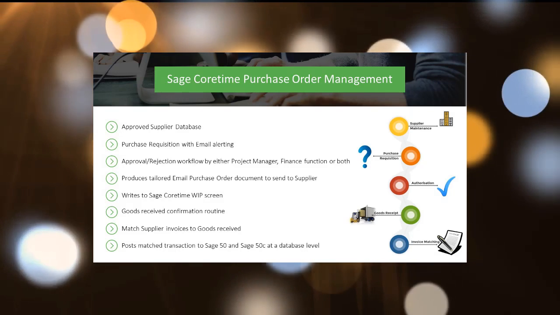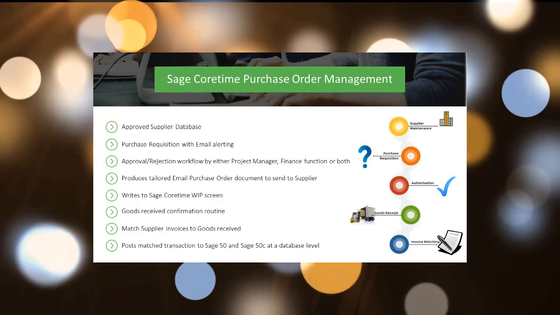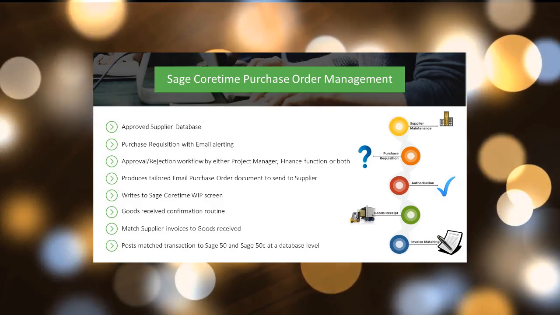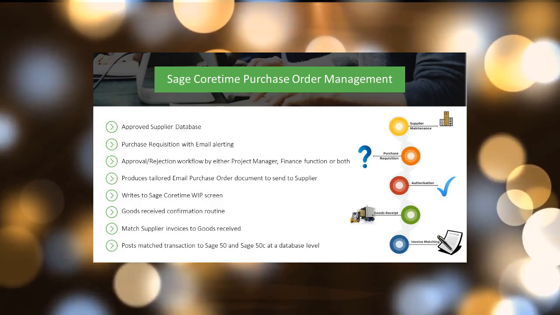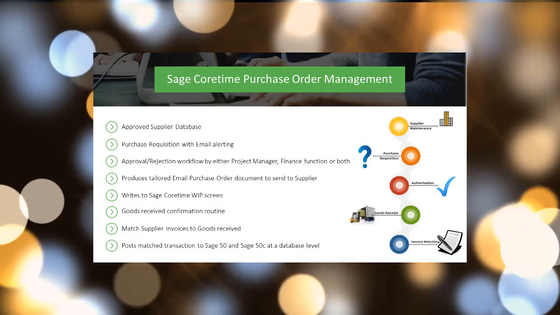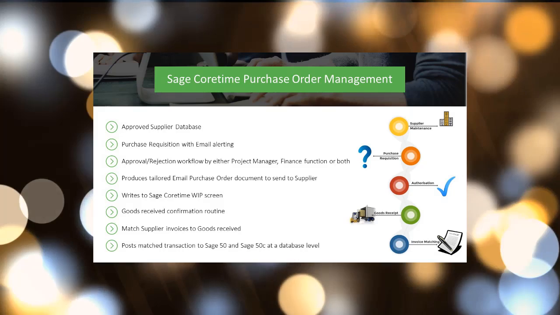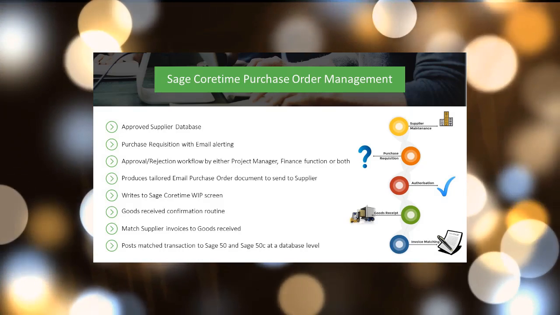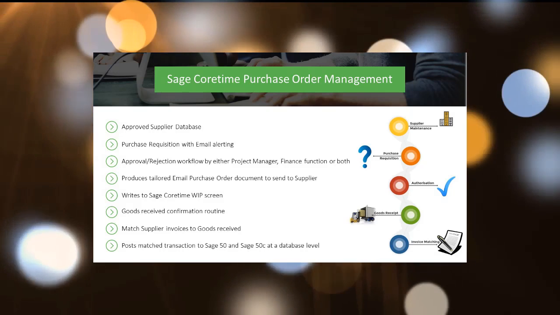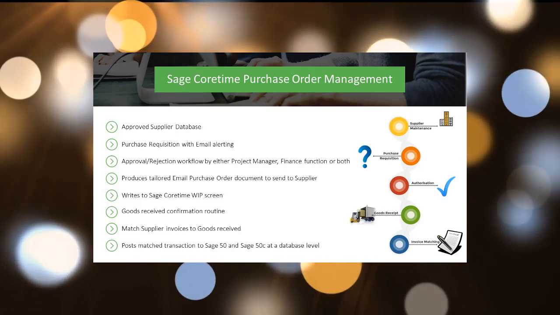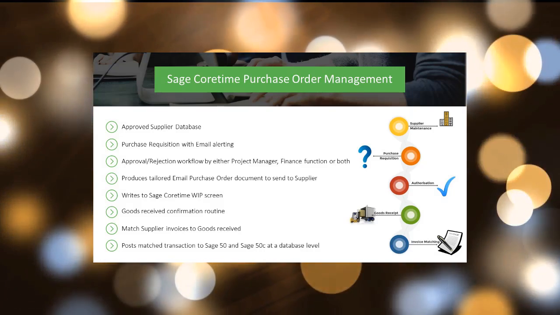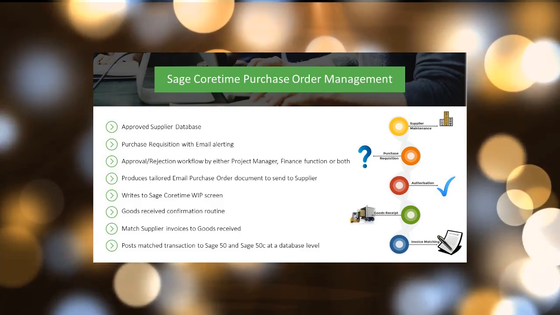The Coretime Purchase Order Management System is made up of several components. The first part of the module is the Approved Supplier Database. This is where administrators can view and define which suppliers can have purchase orders raised against them. The next part of the chain is the ability for nominated users to raise purchase requisitions. Remember, this could be anybody who has access to Coretime. Purchase requisitions can only be raised against approved suppliers and are aligned to expense categories that have already been defined in the Sage Coretime application.